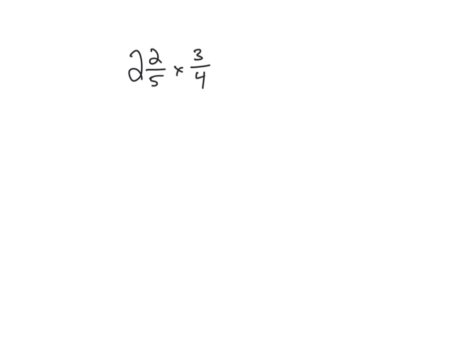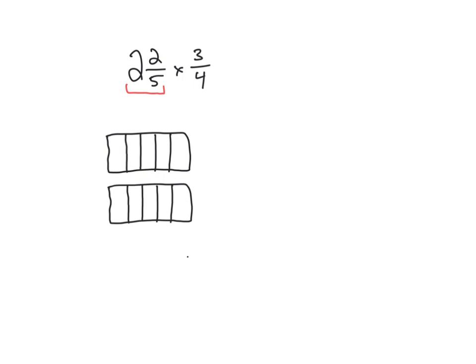Well, first, we're going to start by drawing something that represents 2 and 2/5. So I'm going to go ahead and make something that has fifths in it. So that's 1, 2, 3, 4, 5. And I need to have 3 of them. So there's 1, 2. And now I'm going to make one more. Here it is. Now I've got 3. So it's 2 and 2/5.